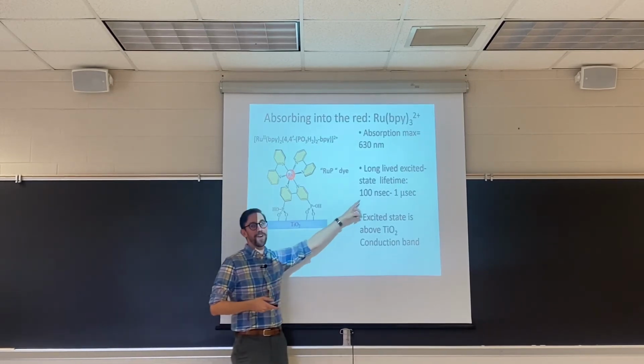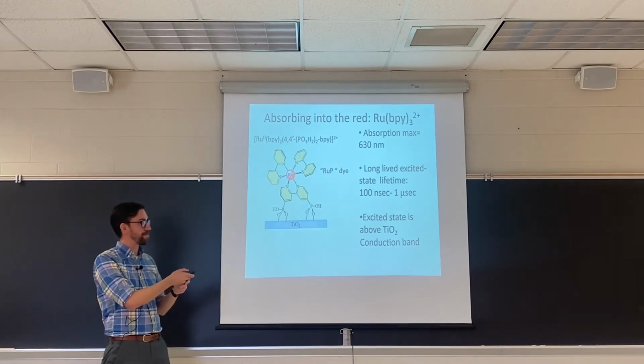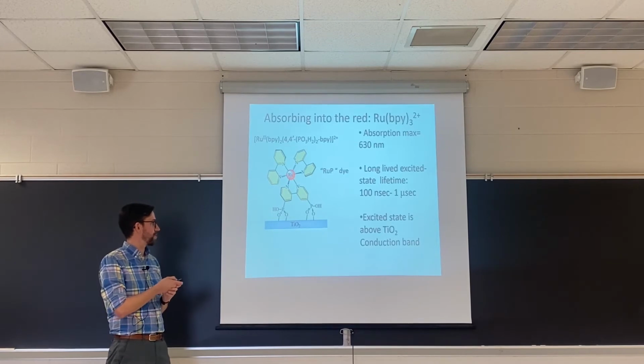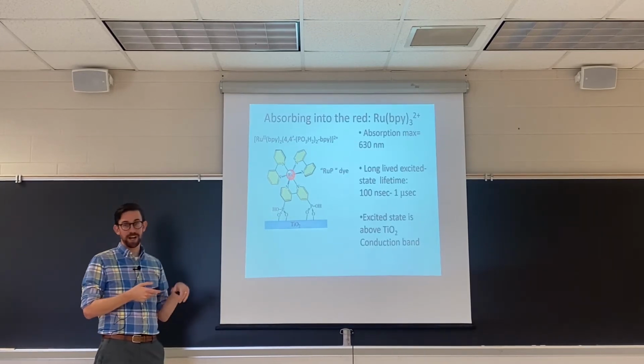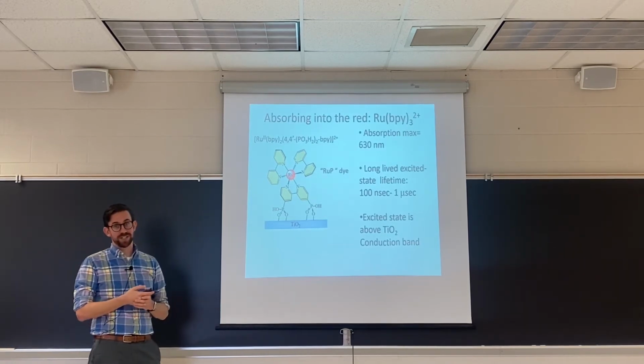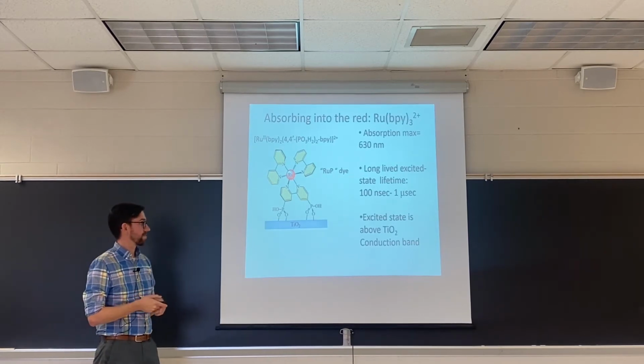This seems like very, very quick, but in the grand scheme of things of the life of the electron, this is a very long time. And you have a very long time for that electron to be transferred to the TiO2. And the excited state of this dye molecule is above the TiO2 conduction band. So if you're looking at current research in dye-sensitized solar cells, you're often going to find these ruthenium inorganic dyes.